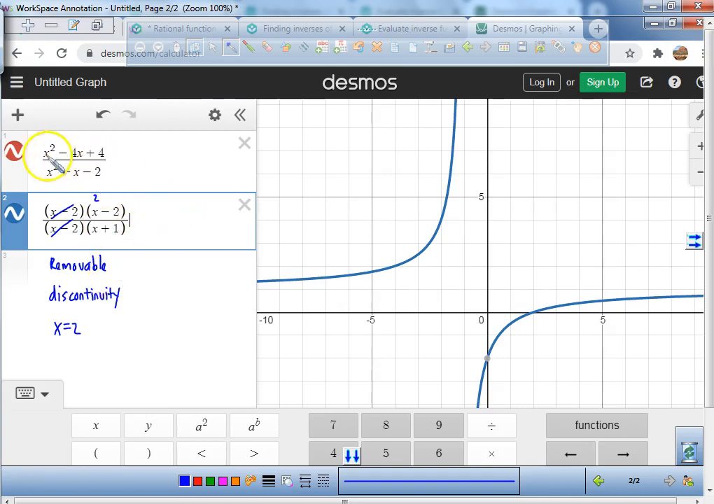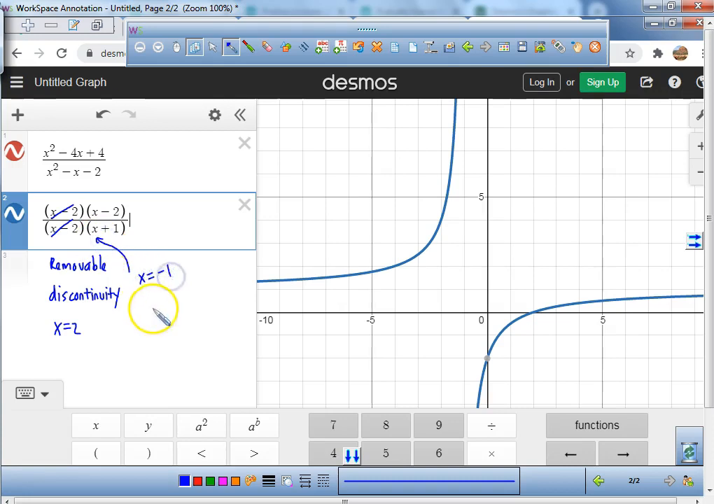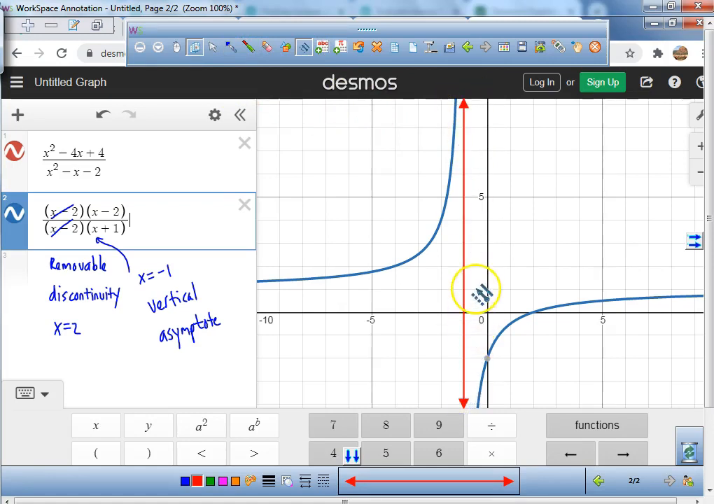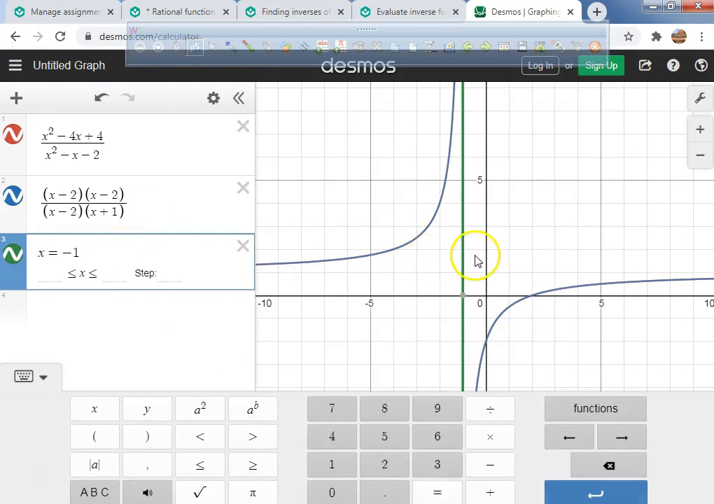Anything you can plug into the numerator to make it equal to 0 is called a zero. Anything in the denominator that you can make equal to 0 is called an asymptote. So what number could I plug in right there? At x equals negative 1, we have a vertical asymptote. Vertical asymptotes are very easy to locate because they're a line that runs straight up and down. You can clearly see it's at negative 1, especially in Desmos.